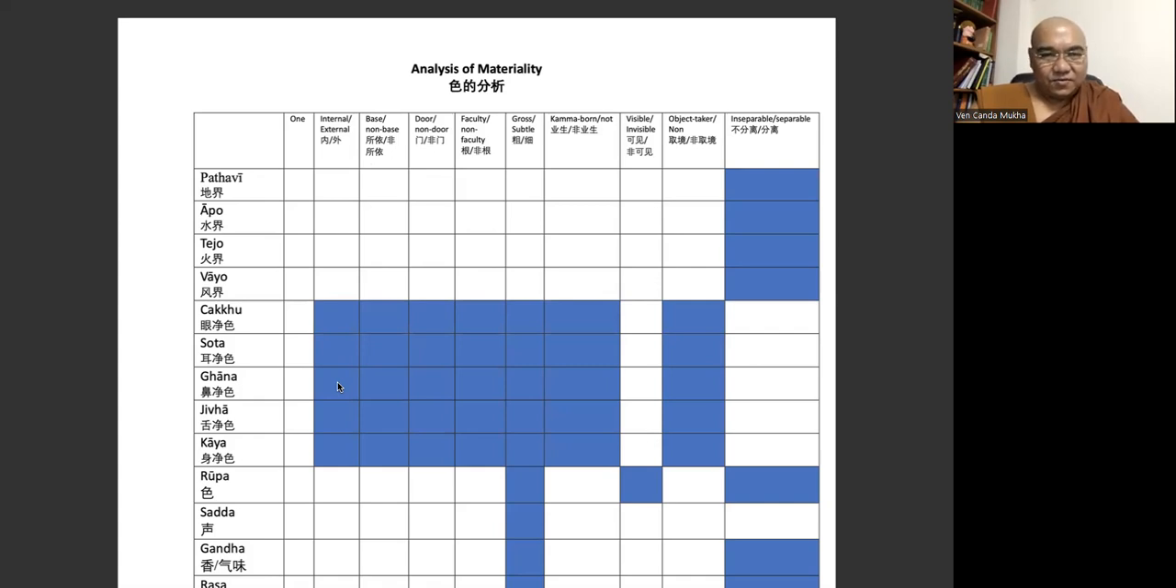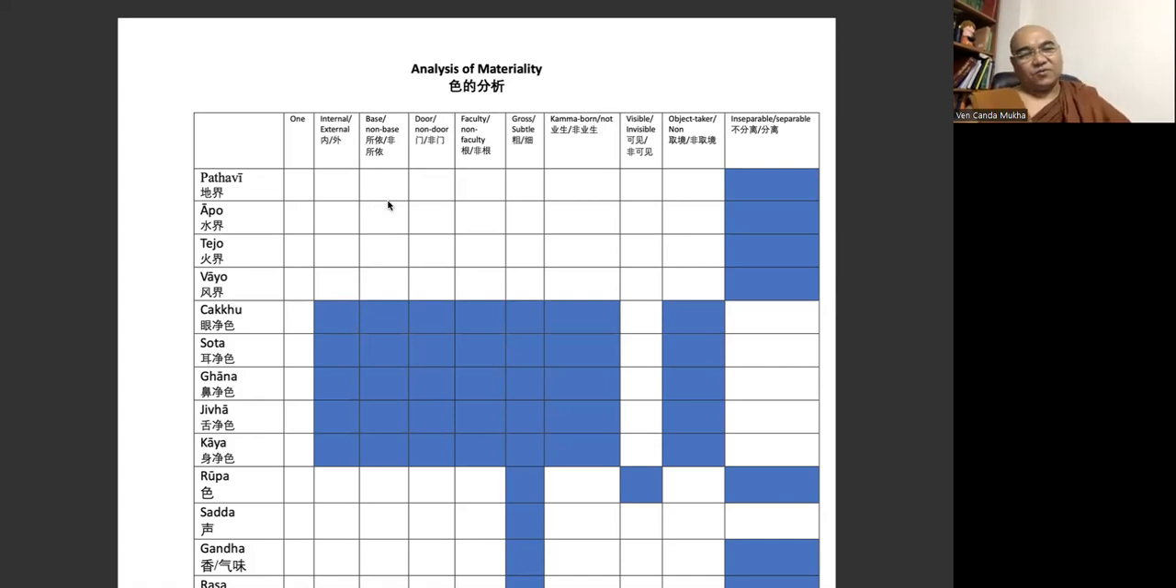That is called what? Internal. Okay, Cheku, Sota, Gana, and so on. So the remaining things are called external. Okay, the other 23 rupas are called external. And then another way to categorize is base or no base.